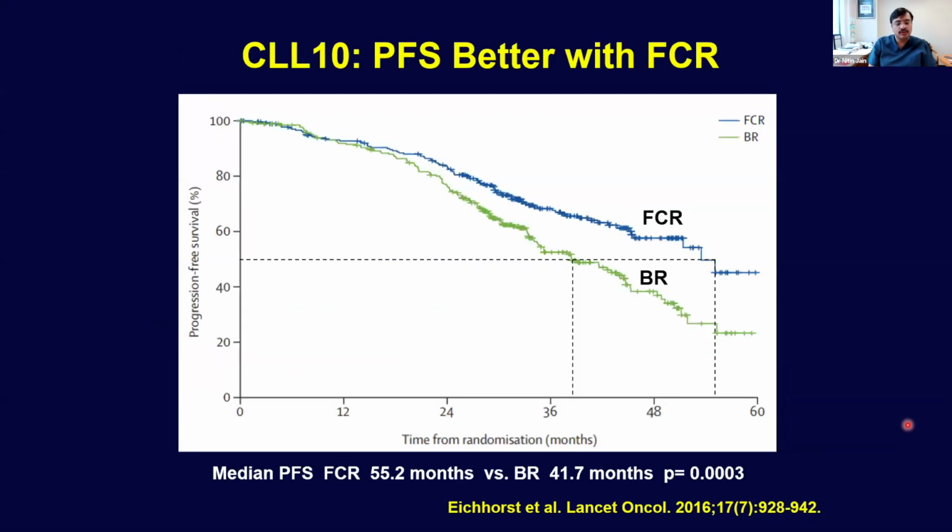So this was the original report, which was now 5 years ago, where actually it showed that the FCR is superior to bendamustine rituximab for progression-free survival, which was the primary endpoint of the study. So really, if you have a young patient, if your goal is deep remission, prolonged remission, FCR is probably the way to go based on this head-to-head study.